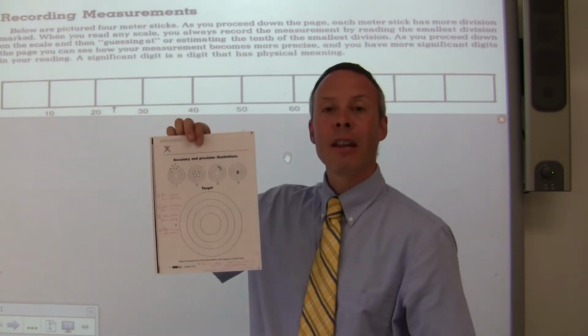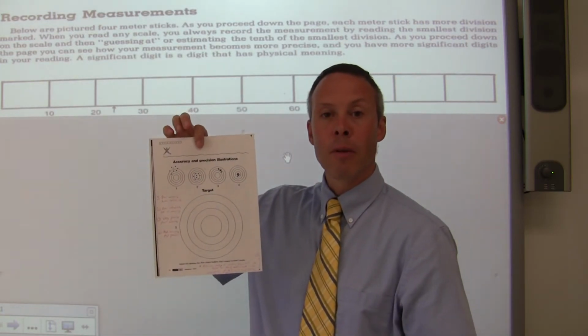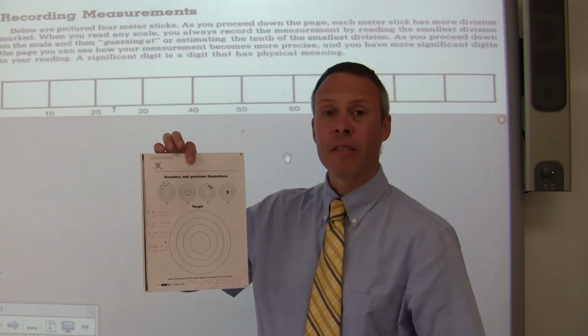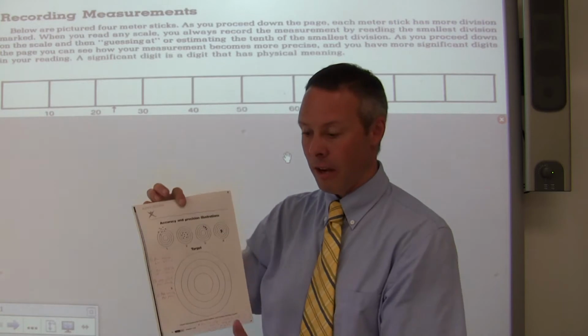And number 4, finally, we have good or excellent for both. They are accurate because they're all near the center, the bullseye, and they're really precise. They keep getting the same value again and again.